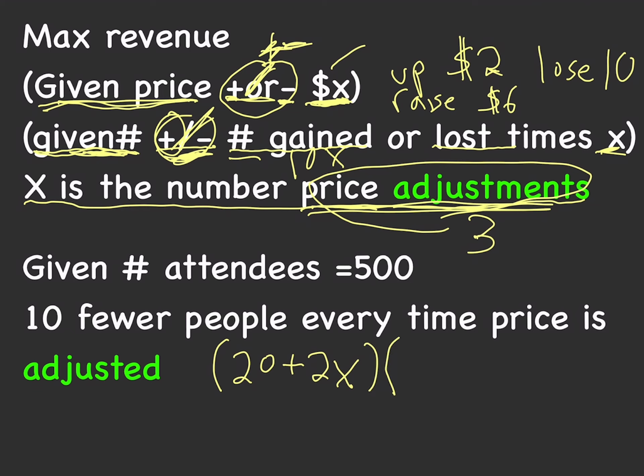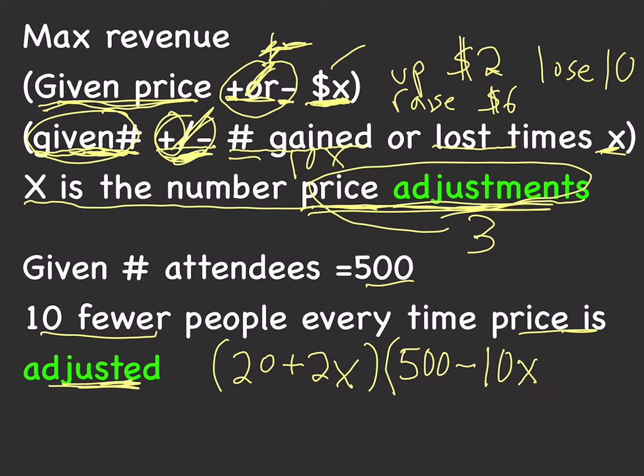My second parentheses is the given number that they give right away that they can sell. So in this situation, 500 was the given amount at the beginning that they could actually sell. And again, because we're adding to the price, because this is a plus here, we're going to end up with a subtraction because we're losing people. And how many people are we losing? 10 fewer people, every time the price is adjusted. So x, 10 people for every time we raise the price by $2.